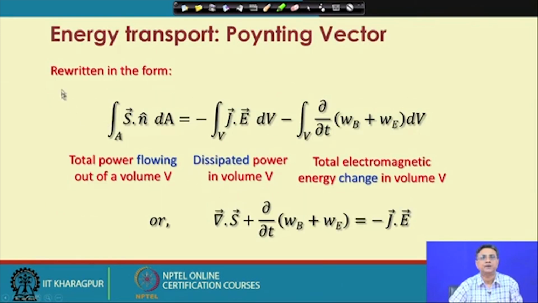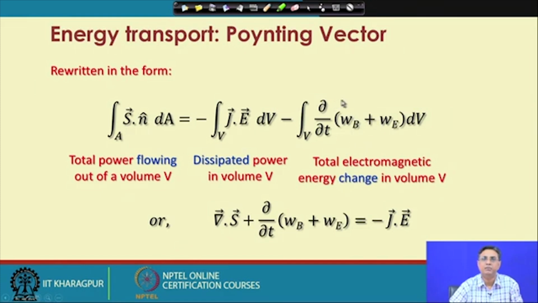Now, again rewriting this equation in this form, the left hand side, the term which contains the Poynting vector, represents the total power flowing out of the volume V, which is equal to the dissipated power in the volume, and also the total electromagnetic energy change in the volume.